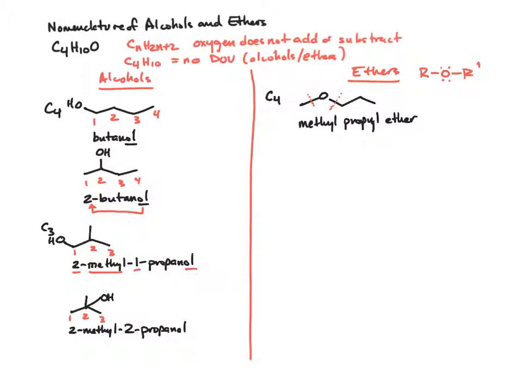We can do one more C4 derivative. So in the first case, we had a 1-carbon unit. What if we do a 2-carbon unit? 2 carbons, then our oxygen, and then the remaining 2 carbons. So again, if we dissect, we have 2-carbon, 2-carbon. We would call this diethyl ether.